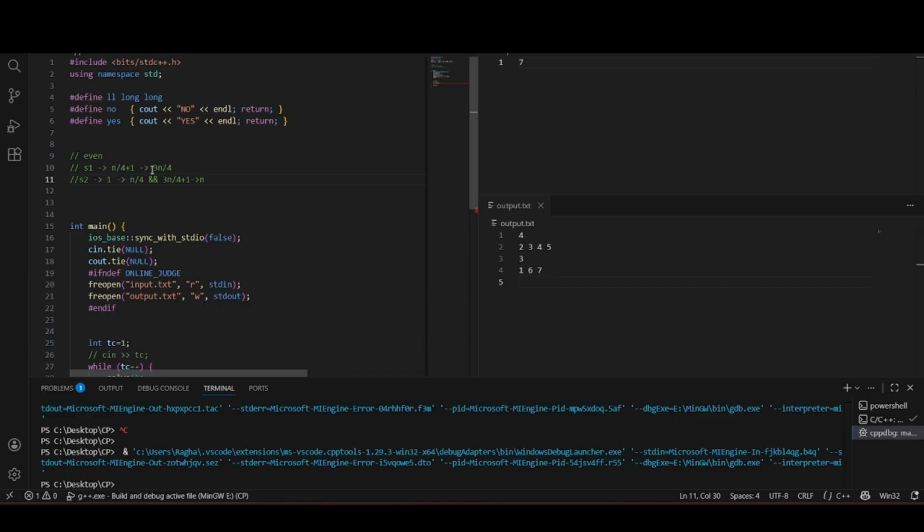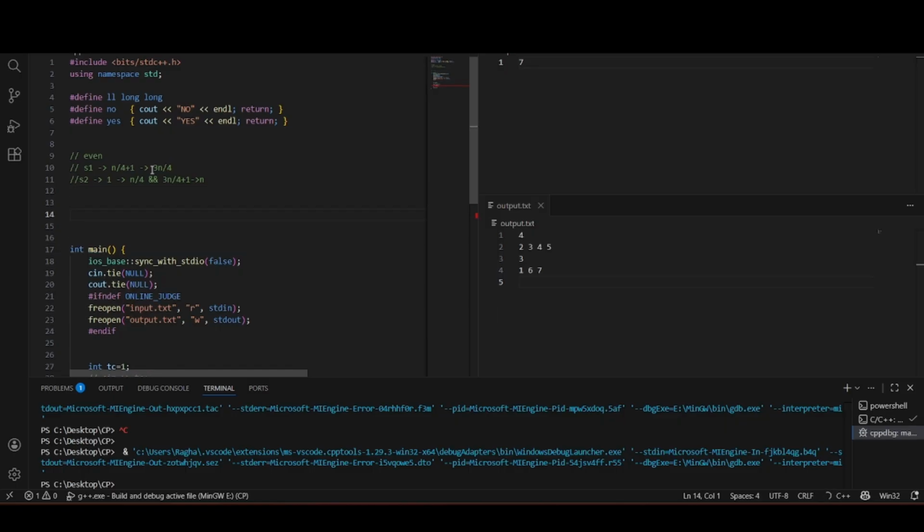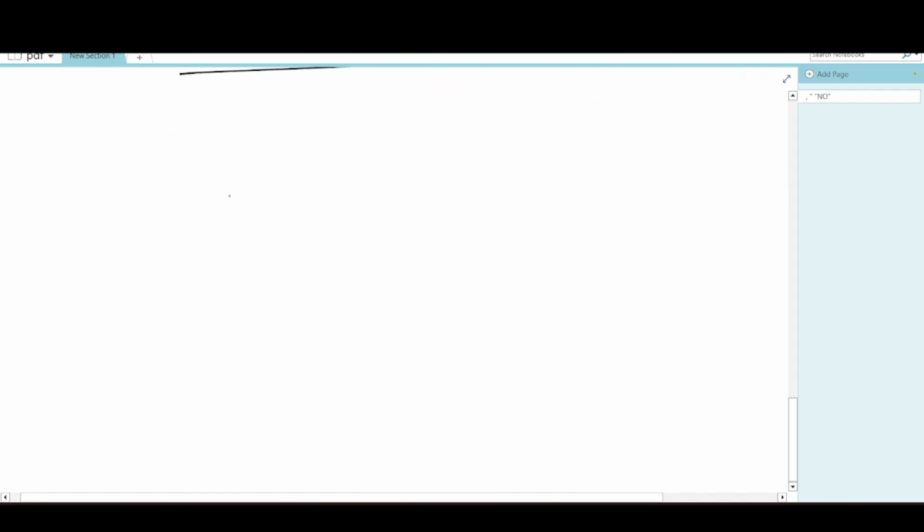And also, since the total number of elements is even, both sets will contain n by 2 elements. Now let's check the odd case. So let me take n equals 7.